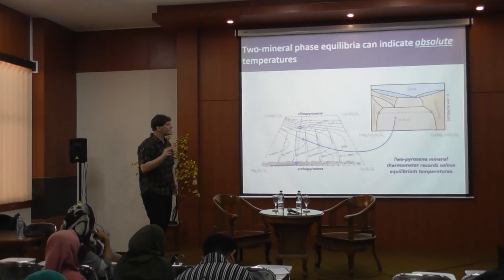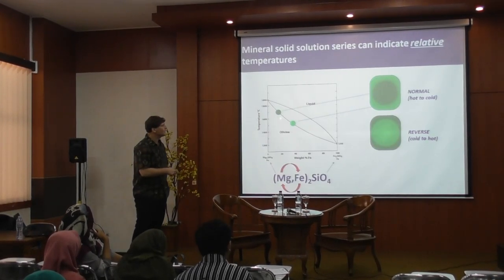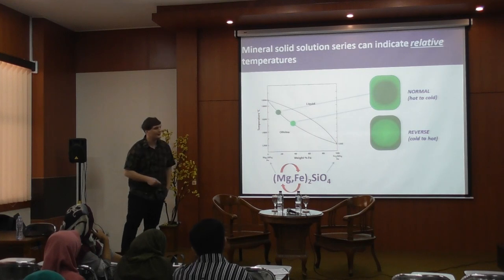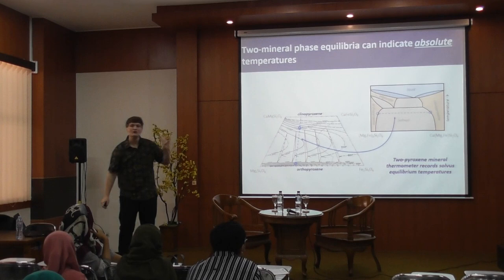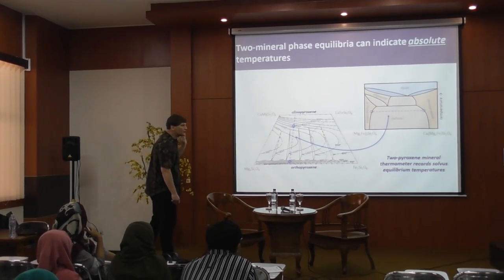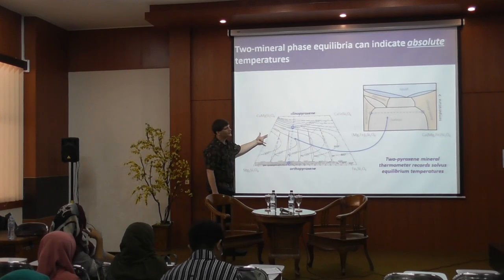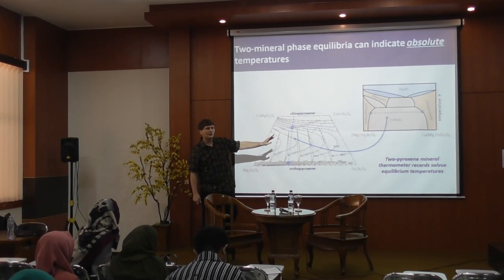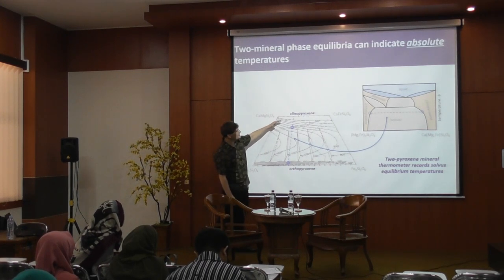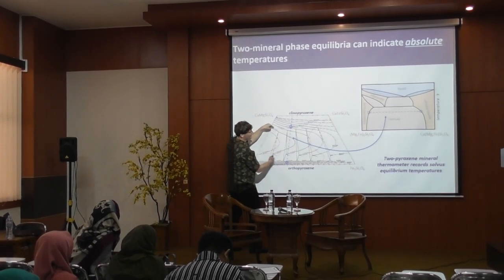So within one mineral system, within a solid solution, we can get an idea if something's colder or hotter. If you have two minerals, or not even necessarily two minerals, if you have two phases, you not only know if it's colder or hotter, but you can estimate the absolute temperature. And so this is a classic two-phase thermometer, the two-pyroxene thermometer, which is an equilibrium between clinopyroxene and orthopyroxene. So these are temperature contours.